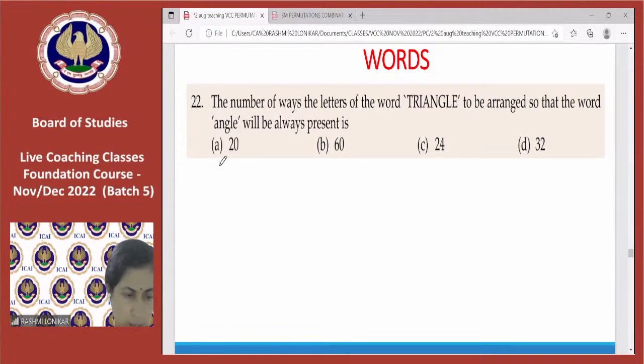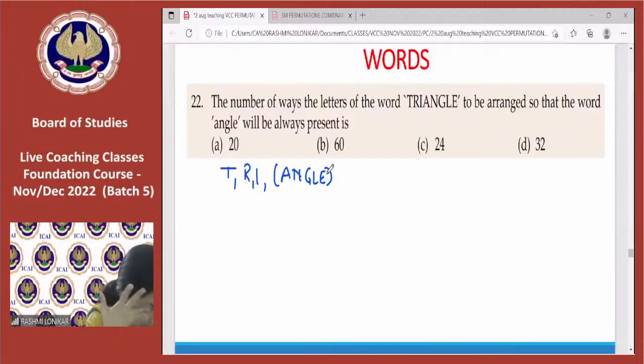Now I have T, R, I, but what they are saying is, arrange in such a way that the alphabets of ANGLE will always remain together. So I will write this as A, N, G, L, E. So effectively, how many letters are there? 1, 2, 3, 4. So it is as good as 4 letters.